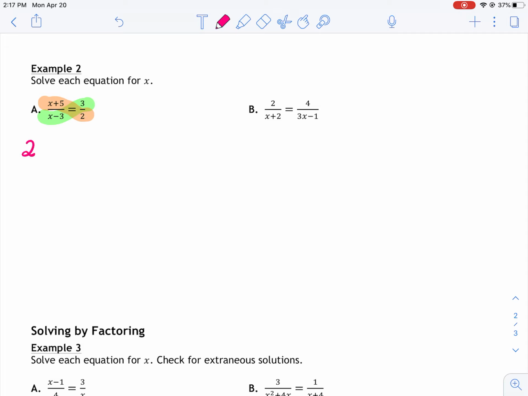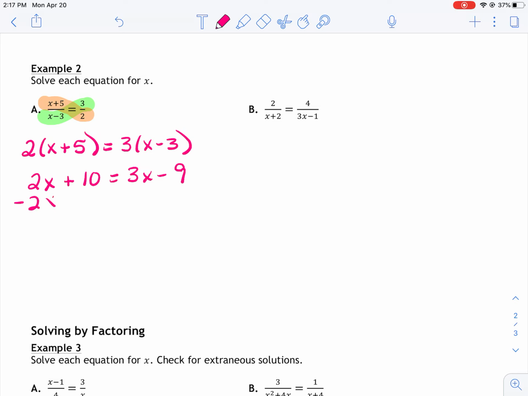I'm going to put the 2. I always like the whole number in front. So 2 times the expression x plus 5 equals 3 times the expression x minus 3. Okay, and again, the order in which you write your diagonals is not important. Okay, but notice I have to distribute twice here. I get 2x plus 10 equals 3x minus 9.